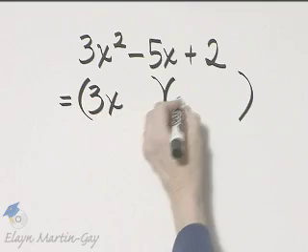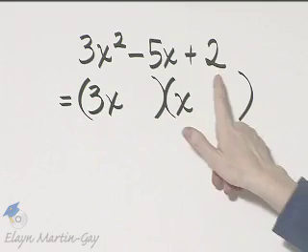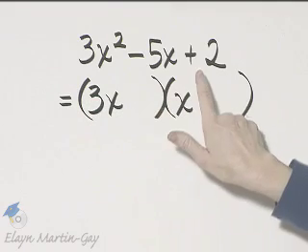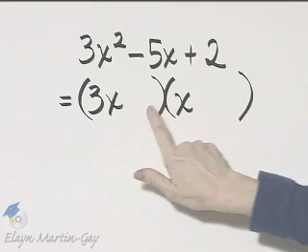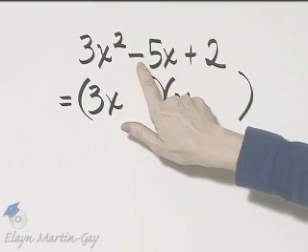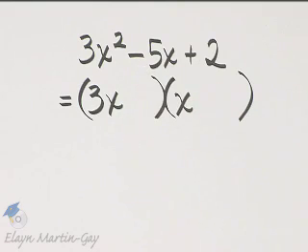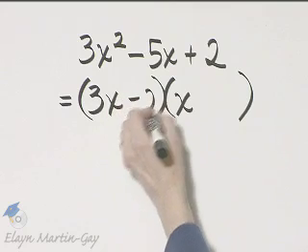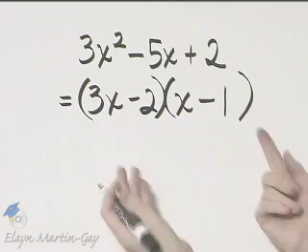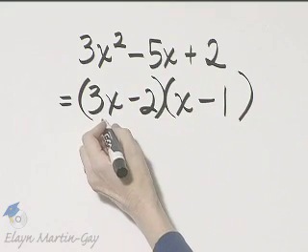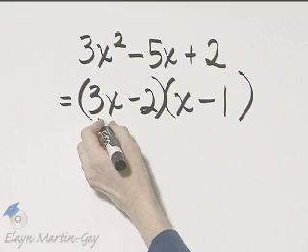I'll try 3x and x. And now let's write down factors of 2. We'll write down negative factors of 2 only because I have a middle term that's negative. So let's try -2 and -1. If that doesn't work, I'll switch them. And I'm looking for the correct middle term.